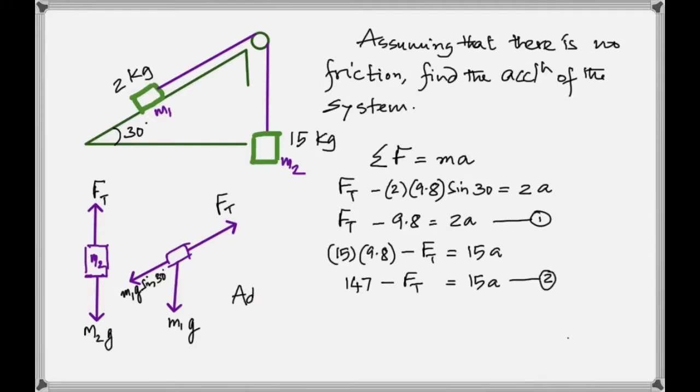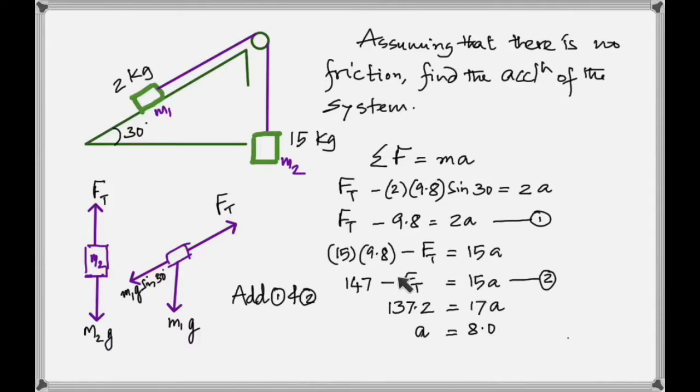When you add equations 1 and 2, the Ft's will get cancelled because you have Ft here and negative Ft here. And then you have 147 minus 9.8. You see that? 147 minus 9.8, which is 137.2. And then 15a plus 2a is 17a. So you're actually adding the left-hand side to the left-hand side and the right-hand side to the right-hand side.